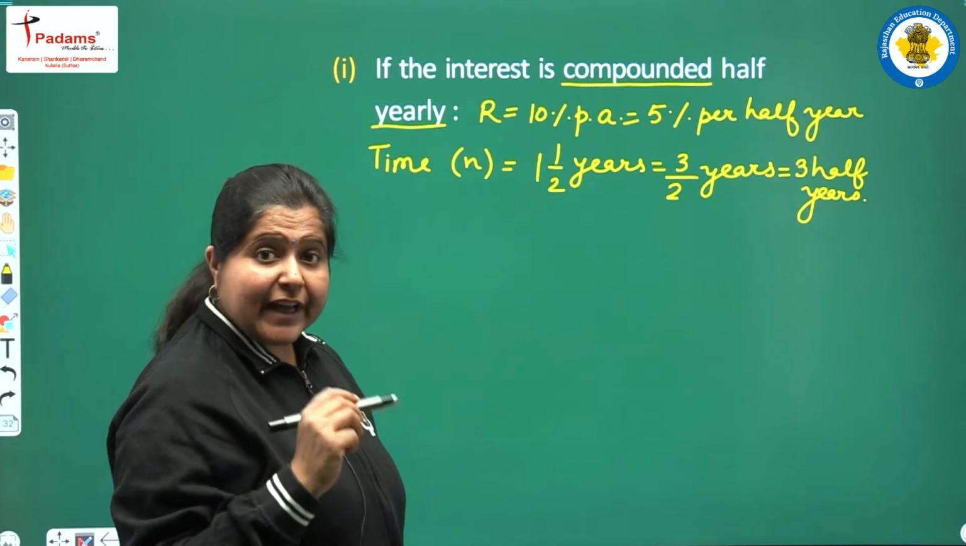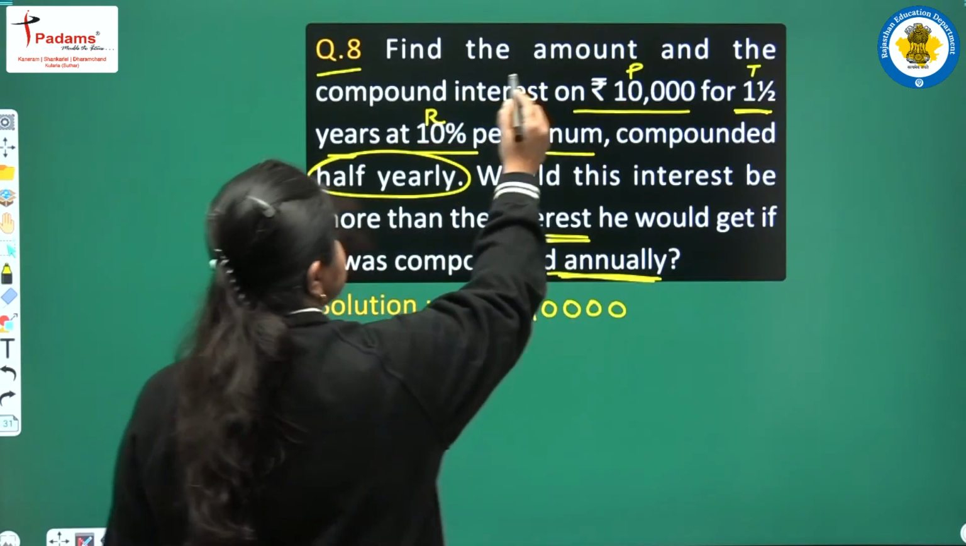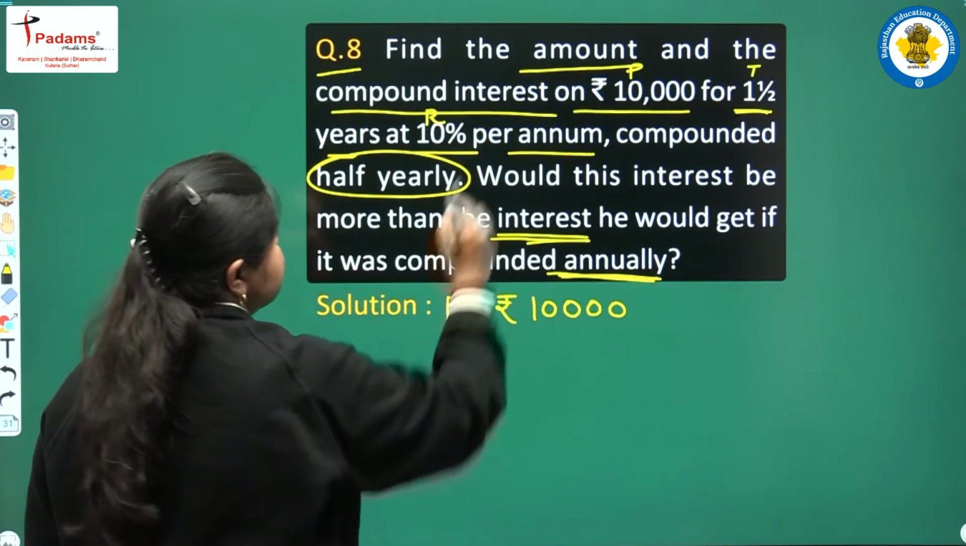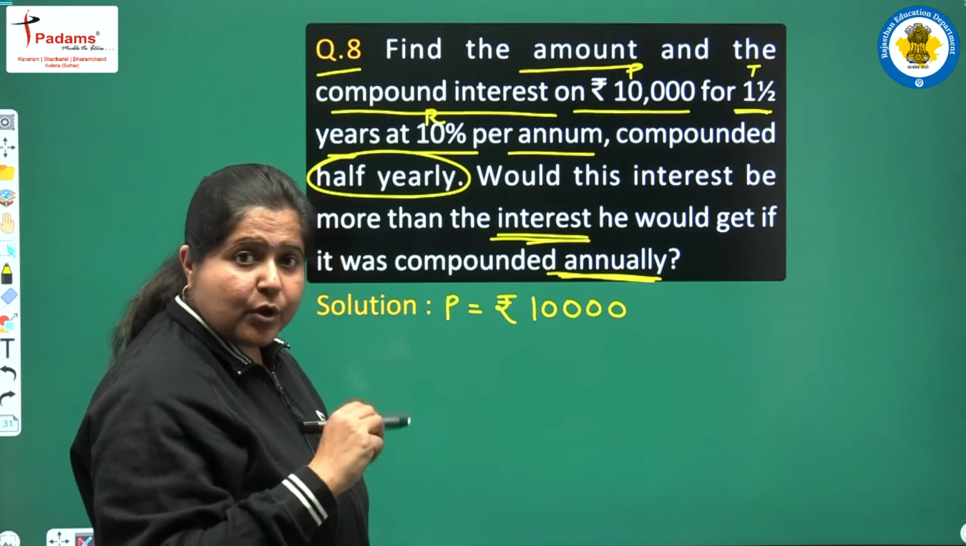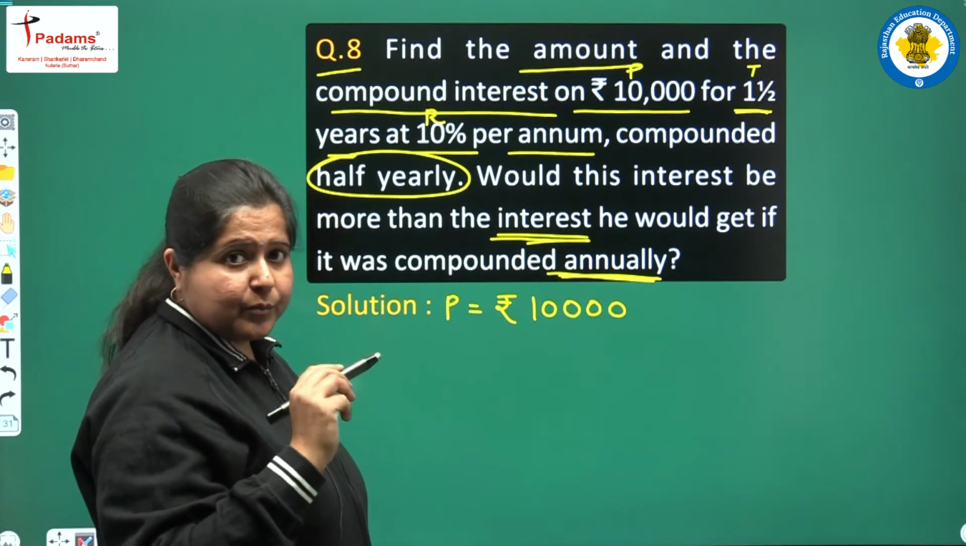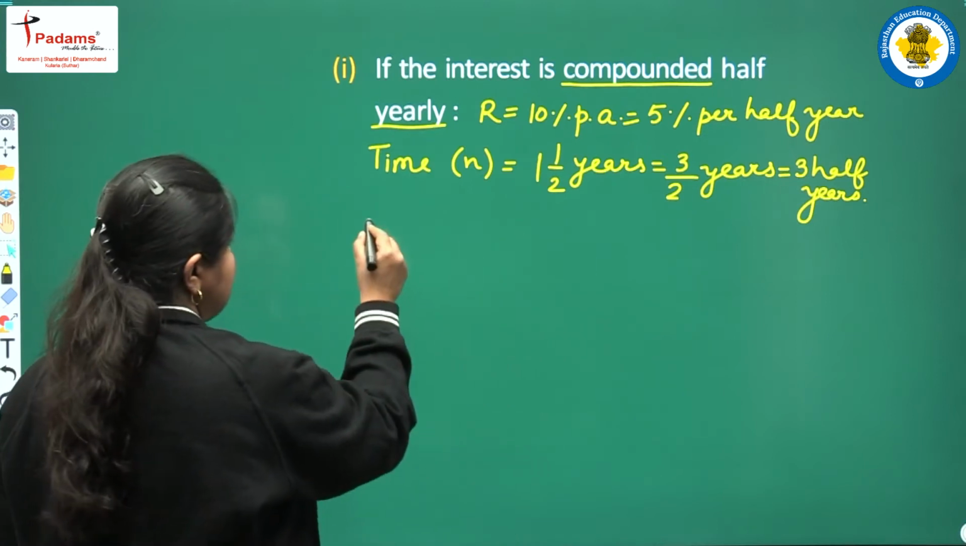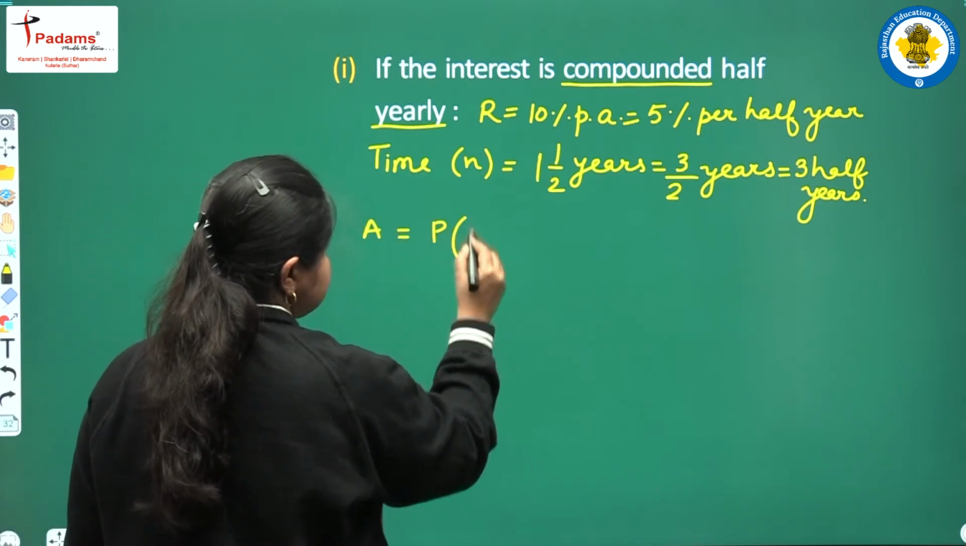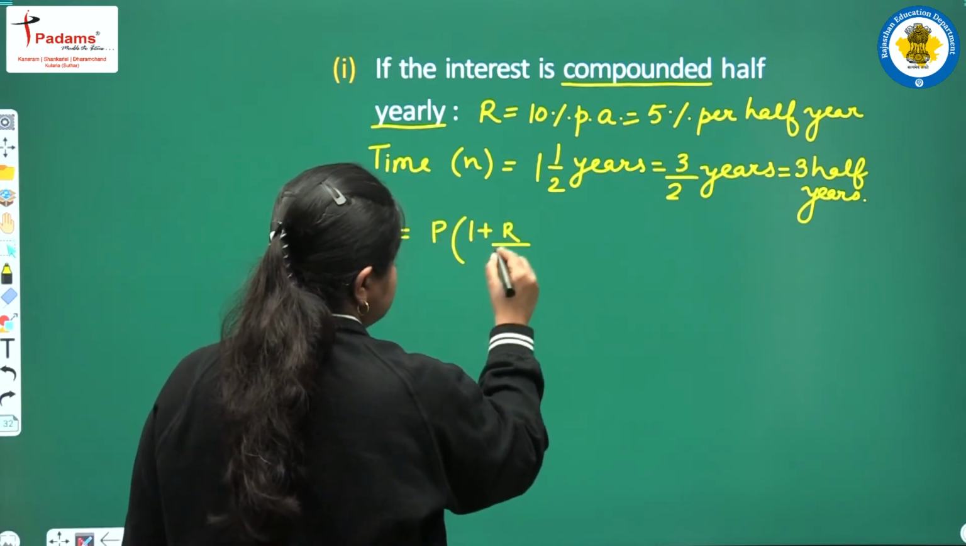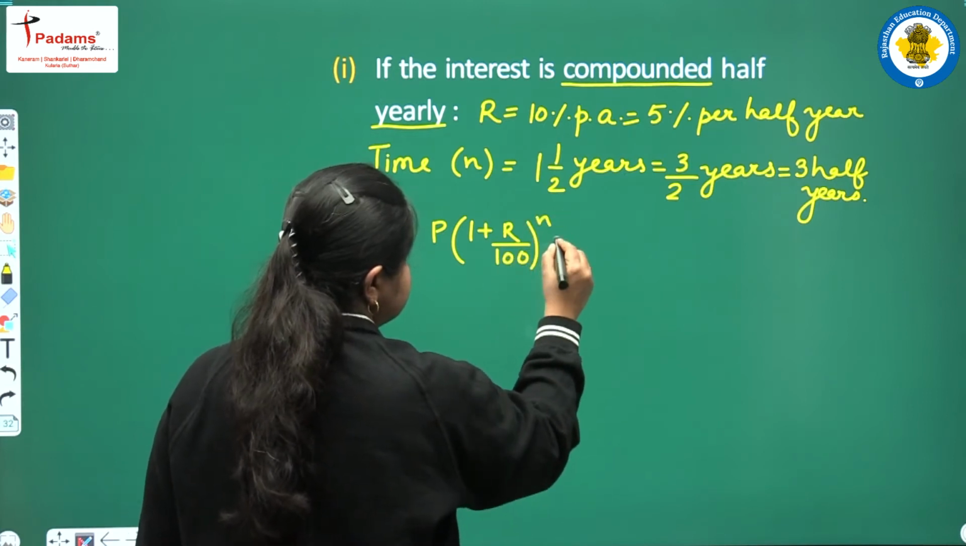Now here what we have to find? Look at the question. Find the amount and the compound interest. So here we have to find the amount also and the compound interest also. Both we have to find. So the amount is given as P into 1 plus R upon 100 raised to power n.